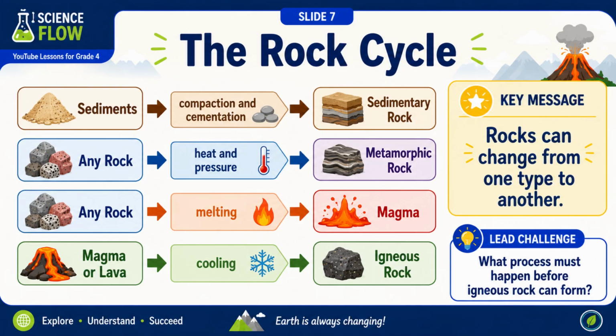Rocks can change from one type into another. Sediments can be compacted and cemented into sedimentary rock. Any rock can change into metamorphic rock when it experiences heat and pressure. If a rock melts, it becomes magma. When magma or lava cools and solidifies, it becomes igneous rock. This continuous process is called the rock cycle. Lead challenge. What must happen before an igneous rock can form?